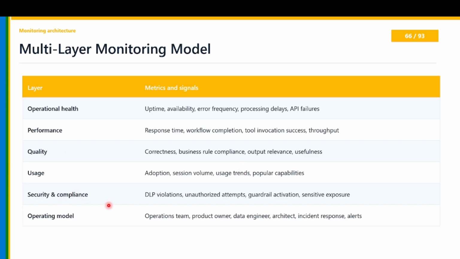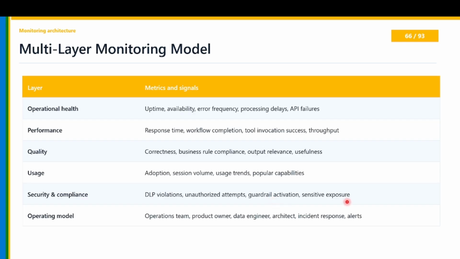Then security and compliance. Also, another layer is security and compliance. So for security and compliance, collect metrics like data loss prevention violations in Microsoft Power Platform, unauthorized attempts at calling APIs or accessing the wrong data, guardrail activation. So guardrail using company policy, is it obeying the policy that you have defined, or is it working against what you have set as guardrail?